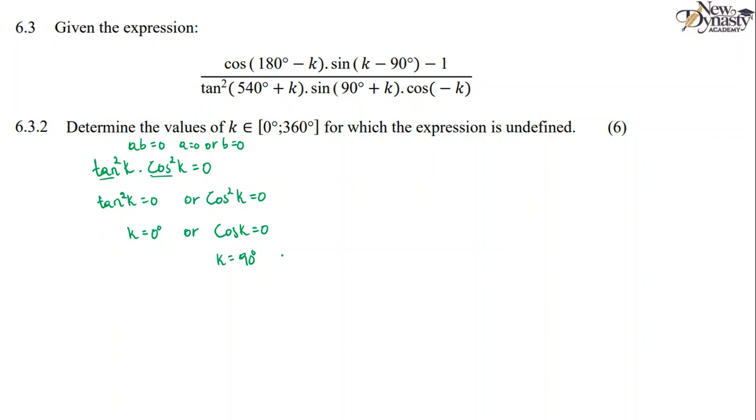So after 90 degrees, you're going to get 180. You can just take the multiples of 90. 90 times 2, that is 180. And 90 multiplied by 3, that is going to be 270. And so forth. 90 multiplied by 4, which is 360. So all these values are going to make this expression undefined, and that's how you do that. I hope you do understand it.